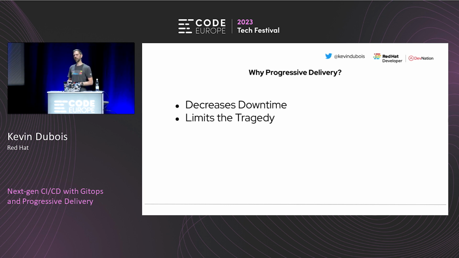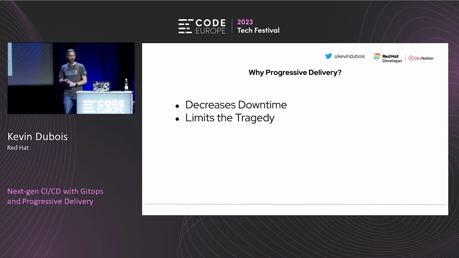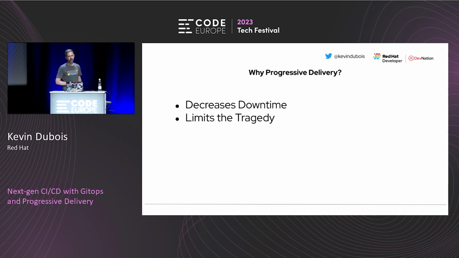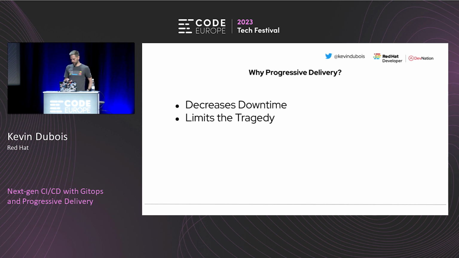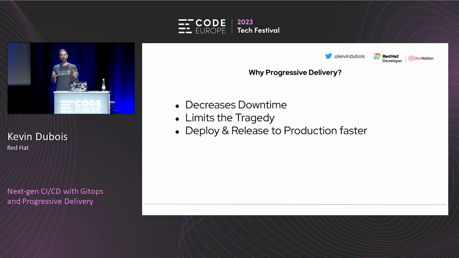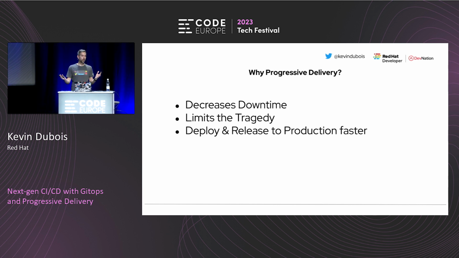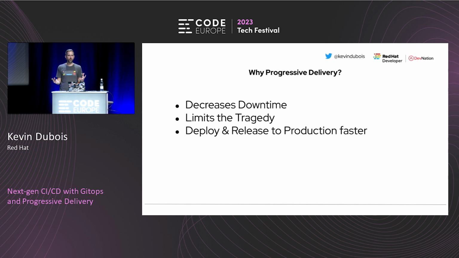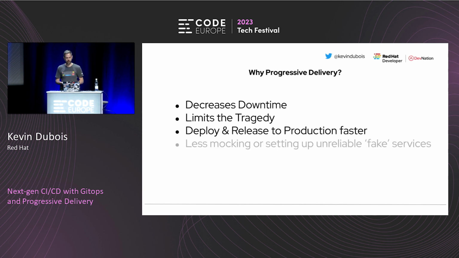And so it limits the tragedy of the release, and especially on that Friday night, if all of a sudden you have a big downtime and you had big plans to go have some beers with our friends that won our little game, that would not be so fun. So we limit the tragedy, and we can deploy and release to production faster because we have more confidence in what we're releasing, and in how we're releasing. So we can release to a subset of users, a small percentage, and if something goes wrong, we can roll back, and it doesn't affect everybody.